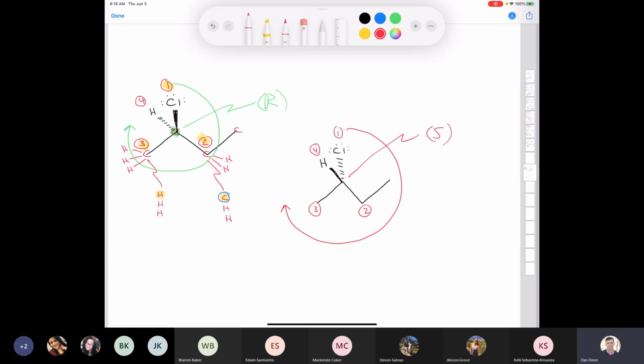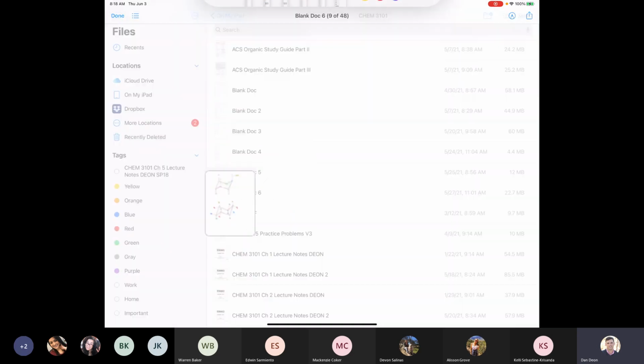Okay, and that's my quick and dirty approach to showing you how to apply the Cahn-Ingold-Prelog rule. So let's go back to our slides here.